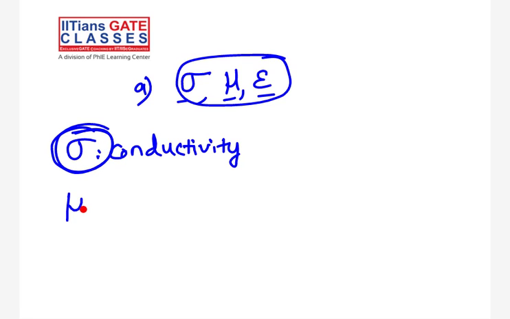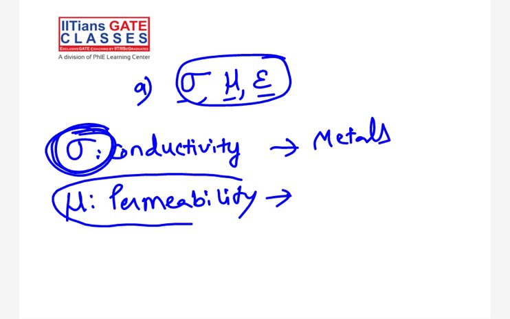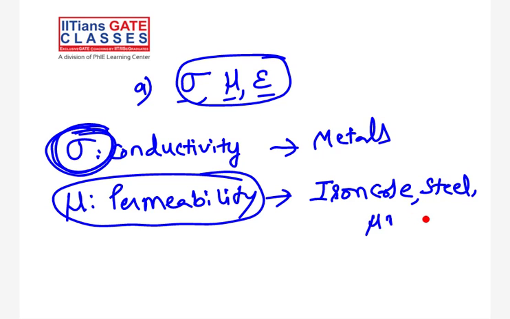Similarly, the permeability represents how easily the medium allows the magnetic field. The simple example of a good conductor is all your metals, which have high conductivity. Similarly, materials having high permeability are found in transformers. If you see outside, all the transformers are made up of an iron core. The iron, or steel, or mu metal, all these materials are highly permeable materials.